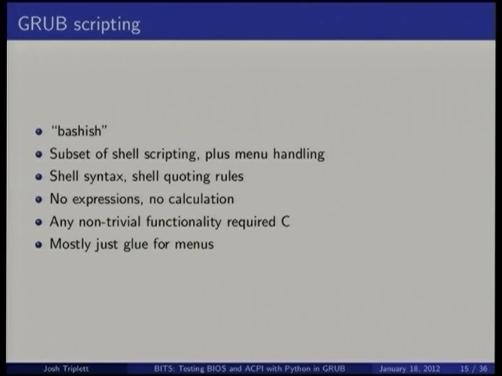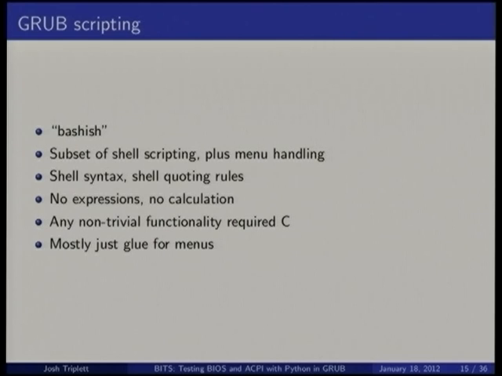And it's a subset of shell scripting, plus the bits needed to handle menus. It has all the syntax of shell, so all the magic meta characters you have to quote, even though most of them don't actually have the corresponding functionality that would be useful. Less than and greater than, you have to quote them, but there's no redirection. Great. There's no expressions, there's no calculation available. Anything you want to do that isn't just gluing pieces together has to be written in C anyway. And it's really just gluing pieces together into menus, which, in fairness, for what GRUB is intended for, that's just fine. But for what we were trying to use it for, it really didn't cut it.